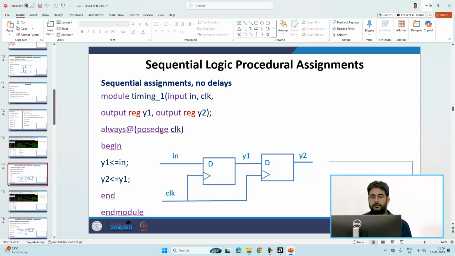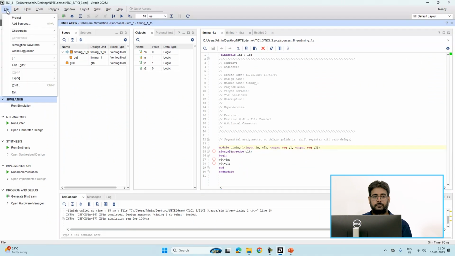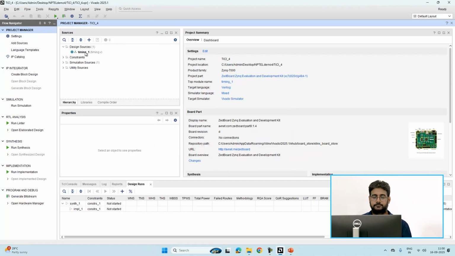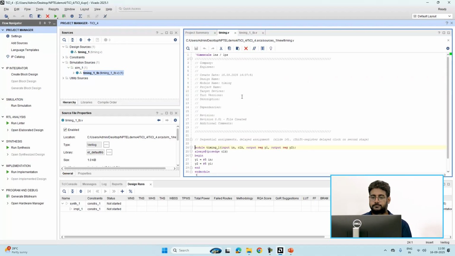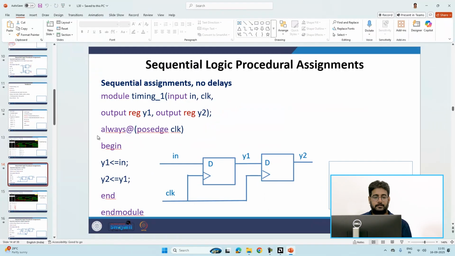Now we'll move on to the next example, which is example number 4. We will go to example number 4. Open TSCL4, example number 4. It is sequential assignments, delayed assignment, because #5, this delay, is here in the assignment. This example is in slide number 16. Slide number 16. Here it is.